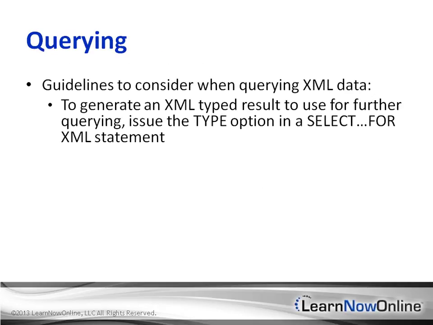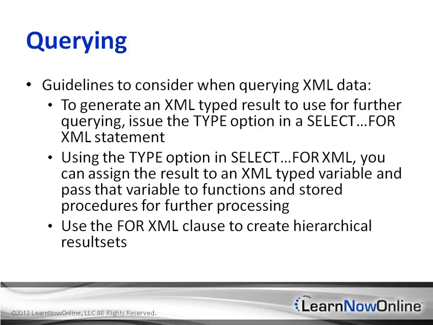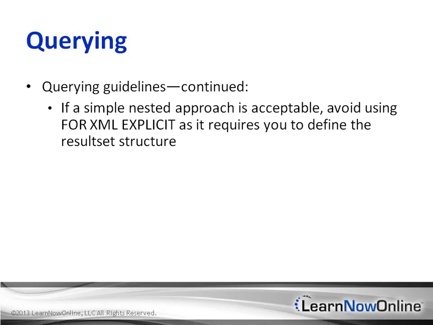If you're querying XML data and you generate an XML type result to use for further querying, make sure you issue the type option in a select for XML statement. Using the type option, you can assign the result to an XML type variable and then pass that variable to functions and stored procedures for further processing. You can use the for XML clause to create hierarchical results. If a simple nested approach is acceptable, avoid using the for XML explicit because it requires you to define the result set structure.